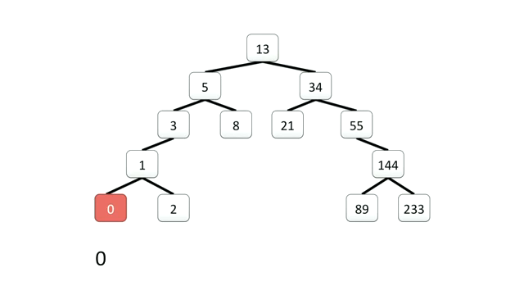For example, let's take our favorite binary search tree and print out the numbers in sorted order. We start at the root, 13, but before printing 13, we have to print out everything in the left subtree. So we go to 5.